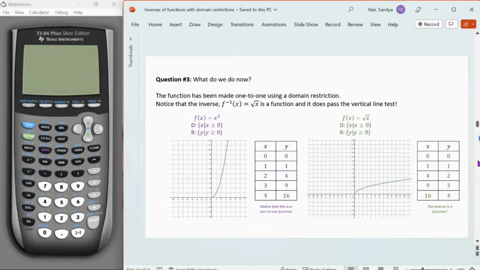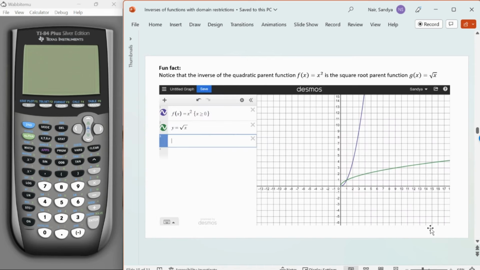So now this function has been made one-to-one using a domain restriction. And so if I graph this inverse that I found, the square root of x, notice that it is a function, right? You can see that it is passing the vertical line test. And if we look at our x and y values, notice that I did switch my x and y, right? So the inverse is correct. It represents a reversing of x and y, and it is a function.